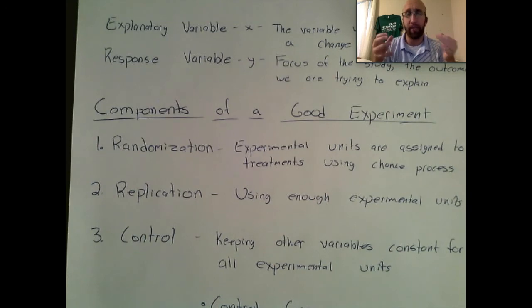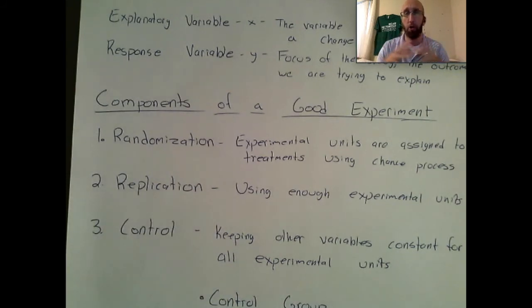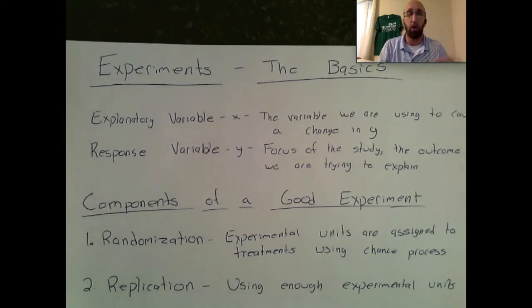So all three of these together make a good experiment: your randomization, your replication, and your control. All three work together to really focus on and look at, does X cause Y, which is the whole goal of experiments.